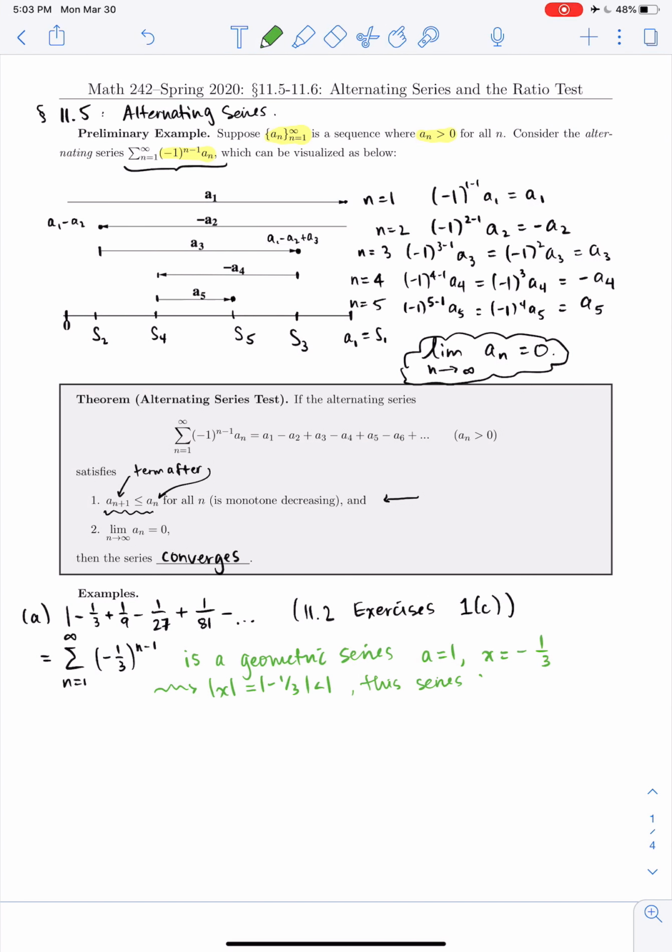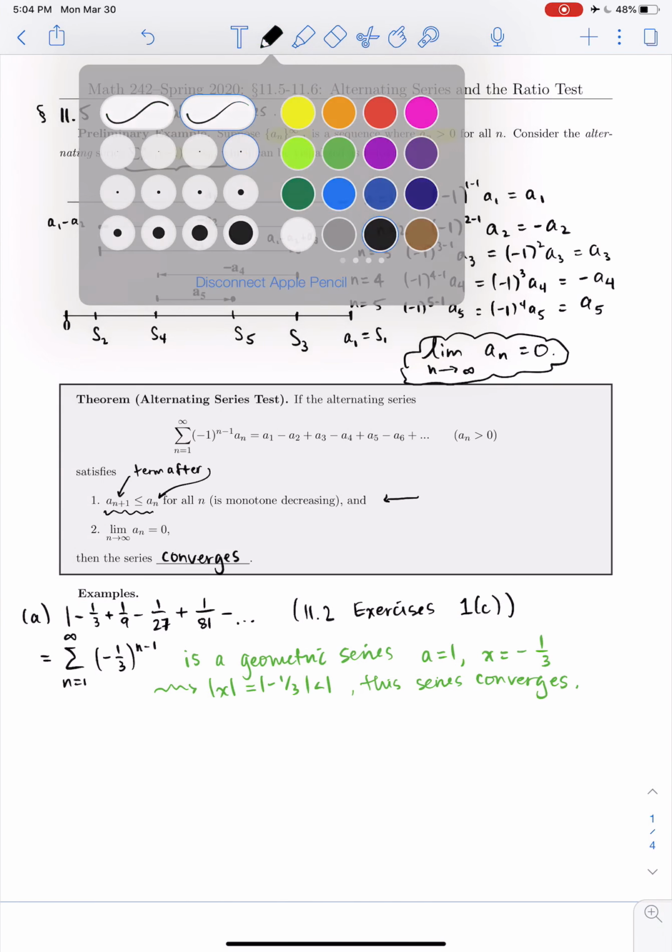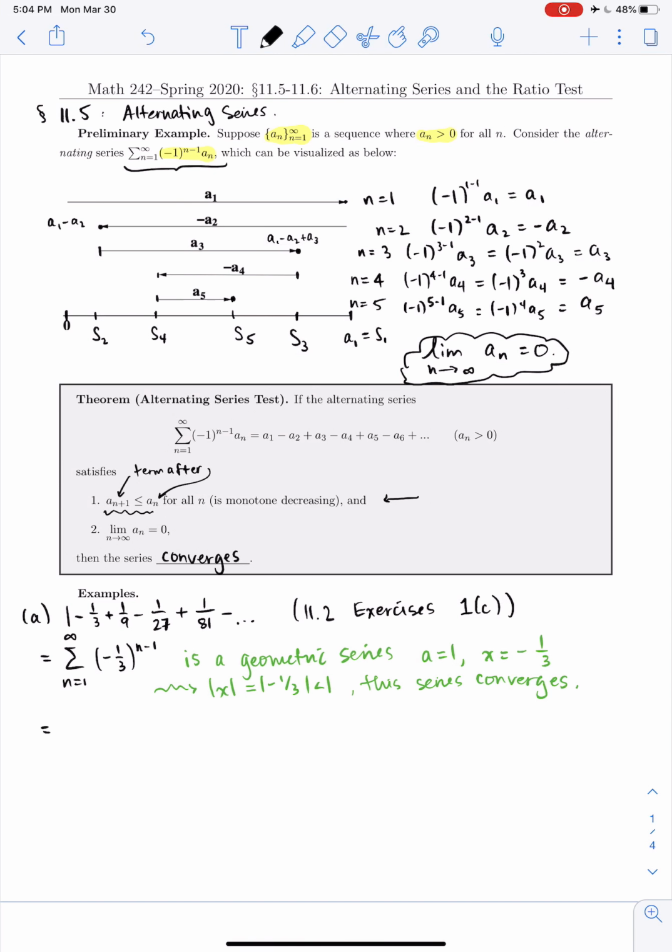And you can even tell what it converges to, but we're not so... oh man, that word is evading me right now. Concerned. We're not so concerned with what it converges to. We just want to know if it converges. But here is how you can see that this same series is not just geometric, it's also an alternating series.